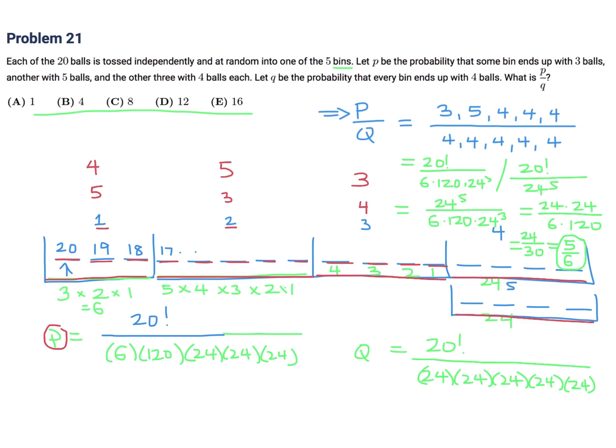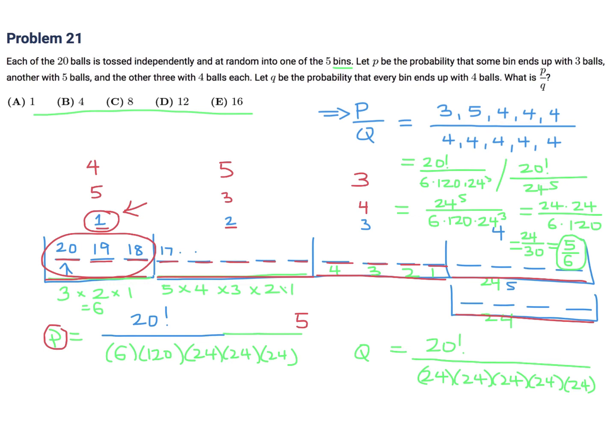Now, how many of those? Well, in bin number 1, you've got 5 choices, right? You either put 3 balls, 5 balls, 4 balls, 4 balls, or 4 balls. So since you have 5 bins to put the 3 balls in, say, where should I put the 3 balls? Here, I put them in bin number 1. But I have 5 choices. I can put the 3 balls in bin number 1, 2, 3, 4, or 5. So because I have 5 choices, I have to multiply the top by 5.